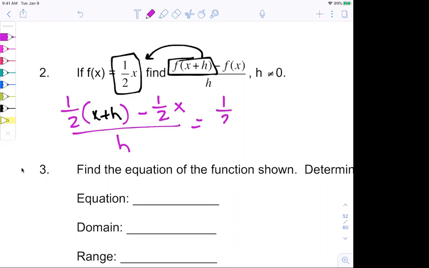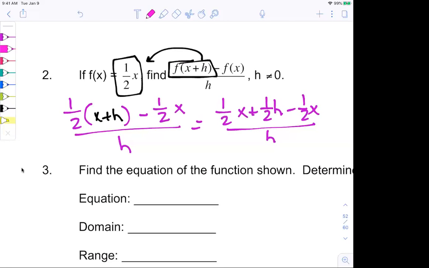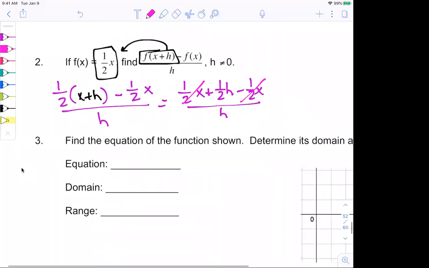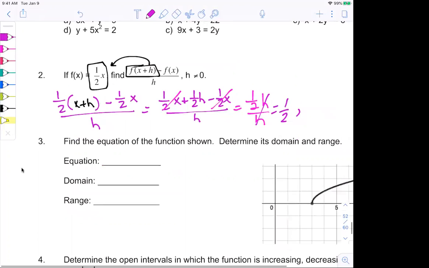So if I distribute, the common piece of all of these difference quotient problems is that I should have terms that cancel. So my x terms cancel. And then I'm left with 1/2 h over h. And again, that term, the denominator, will cancel every single time. So my denominators cancel and I'm just left with 1/2. But don't forget, it says it in the initial problem, h can't equal 0. Make sure you state it in the answer as well.